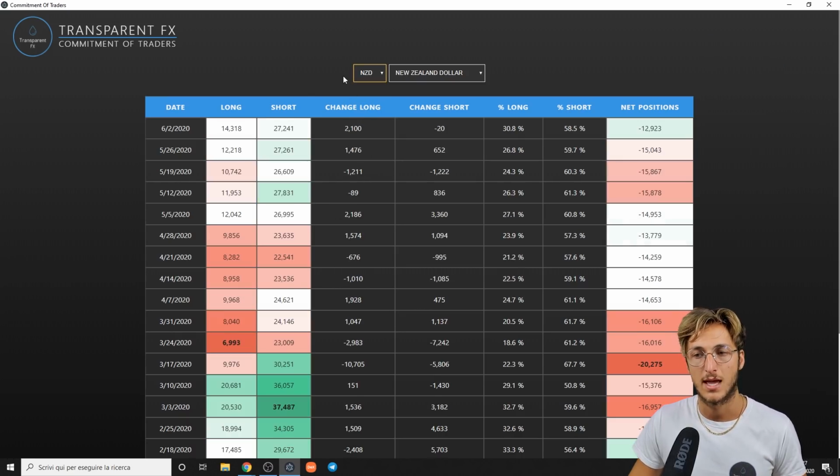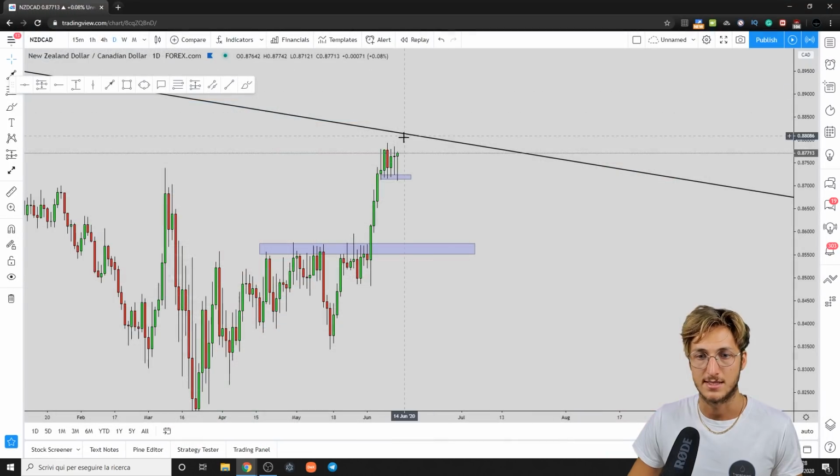So let's go and see what we have from an NZD perspective, and we can see that we are currently sitting at minus 12K net positions, and with the last reports, hedge funds have been adding a lot of longs. Okay, so if they have been adding a lot of longs, what can you expect? You can expect NZD to continue to the upside, and that is exactly what it has been doing.